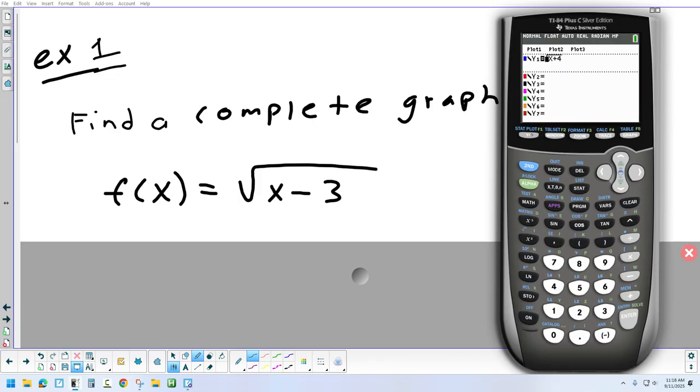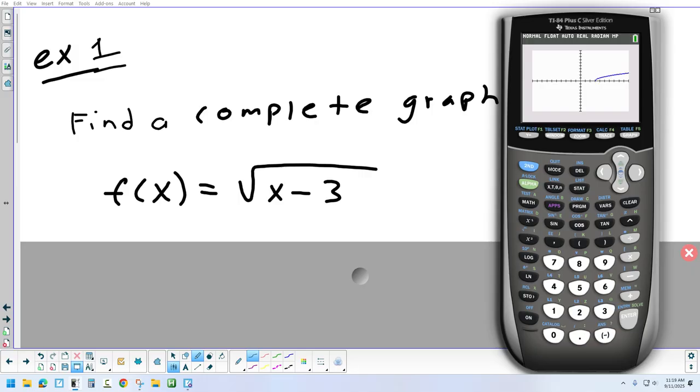So let's go to y equals. Put in the square root of x minus 3. And what's a good window to always start out with? Standard. Yeah. So how do we do a standard window? Zoom 6. Now remember, this is a square root. It should look like a parabola on its side. Well, half of a parabola.